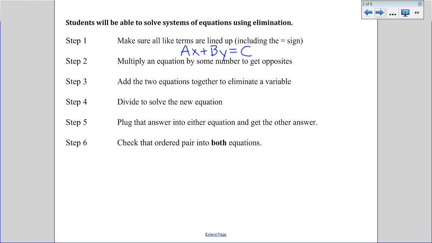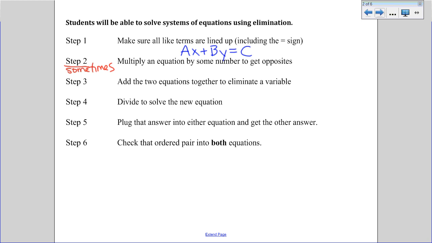So you might have to add 4x to each side. You might have to minus 2y from each side. But you need to get it so that x and y are on the same side. Step 2, we don't always have to do. In fact, in the first example we don't have to do step 2. So this is not an always, but more of a sometimes. Step 3, you're always going to do this. You're going to add the 2 equations, that's the combination part, and then you're going to eliminate a variable. Step 4 is divide. You get one of your solutions.